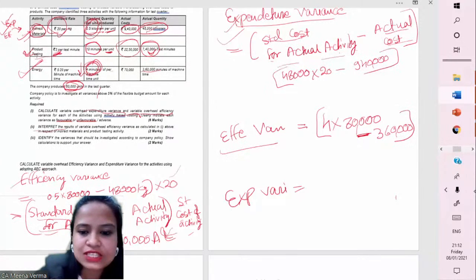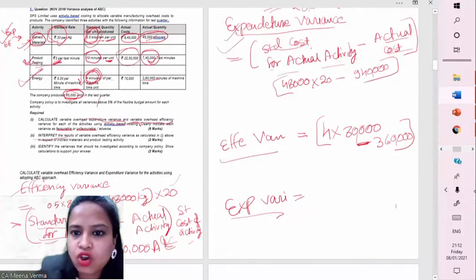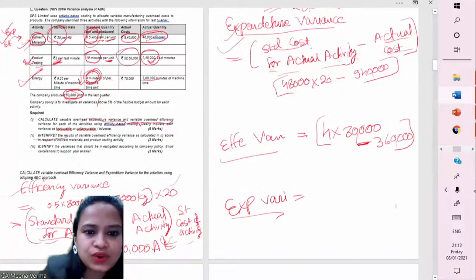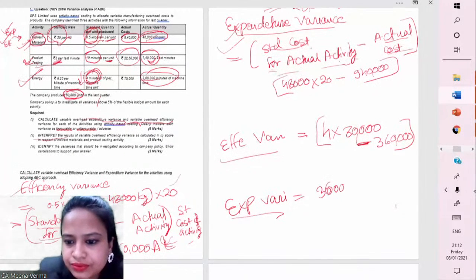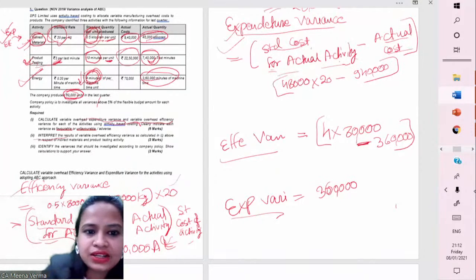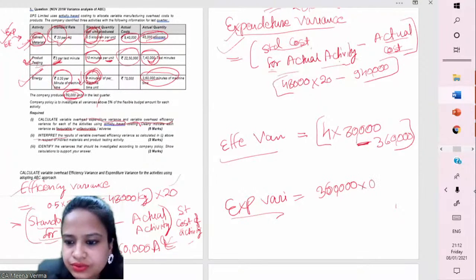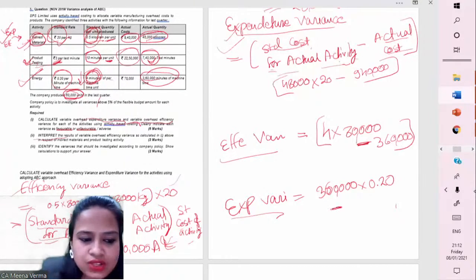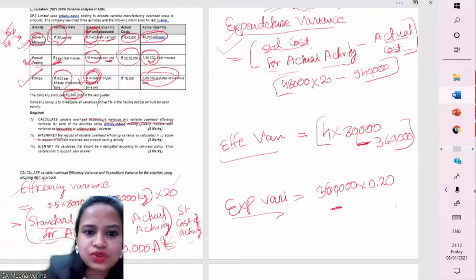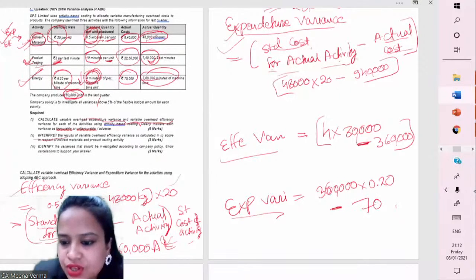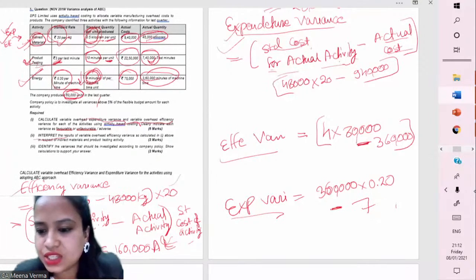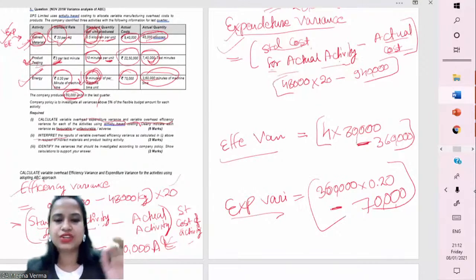And how will you get the expenditure variance? Standard cost for actual activity. What is your actual activity? This is your actual activity. Standard cost for actual activity. What is your standard cost? This is the standard cost. Standard cost for actual activity minus actual cost. What is the actual cost? This is the actual cost. So you can see, if you know these formula, it is very easy for you to solve the question in which they ask you to find the expenditure and efficiency variance.